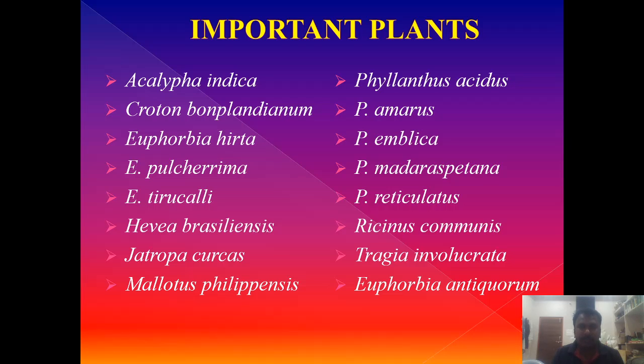Some of the important plants of this family: Acalypha indica, Croton bonplandianum, Euphorbia hirta, Euphorbia pulcherrima, Euphorbia thirucalli, Hevea brasiliensis, that is the rubber plant, Jatropha curcas, the biodiesel plant, Mallotus philippensis, Phyllanthus acidus, Phyllanthus amarus, Phyllanthus emblica, Phyllanthus maderaspatensis, Phyllanthus reticulatus, Ricinus communis, Tragia involucrata, and Euphorbia antiquorum.